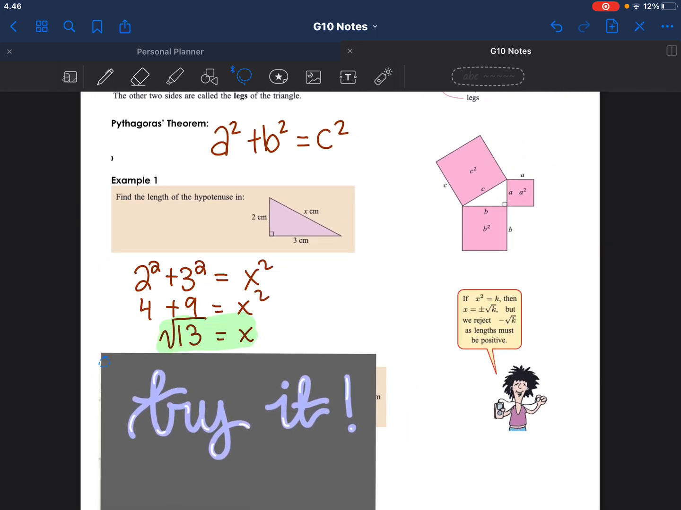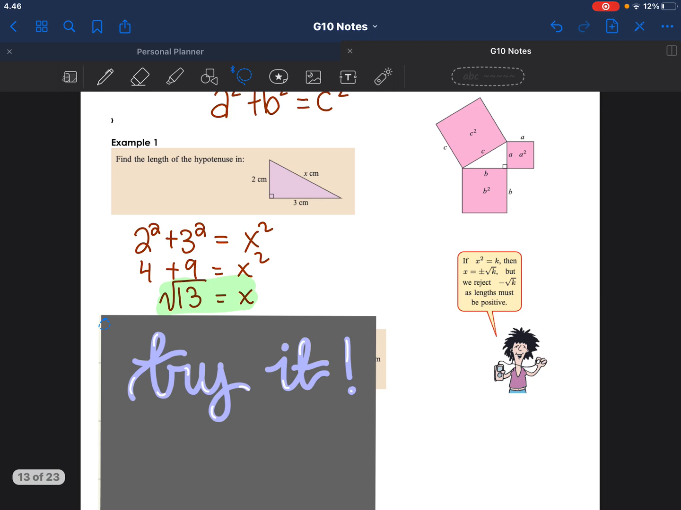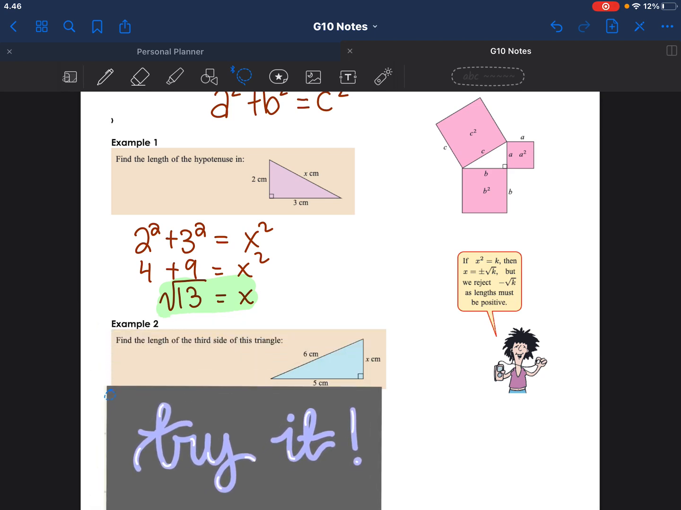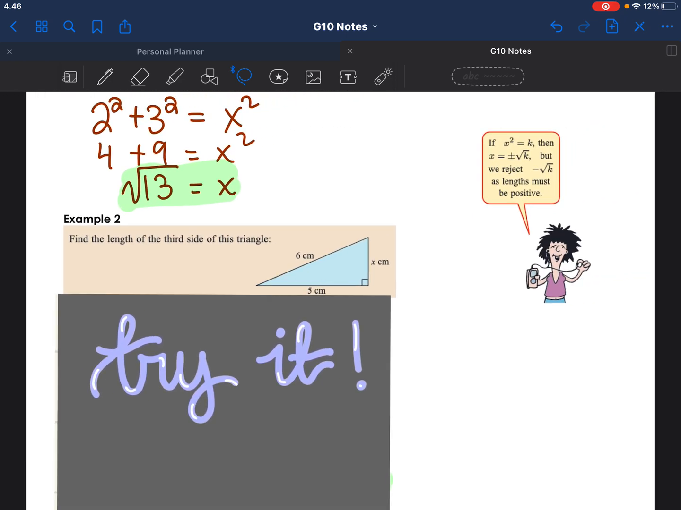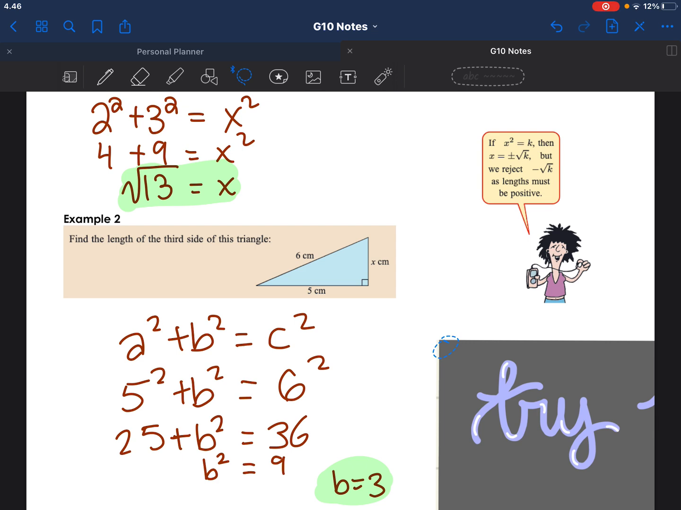You should get square root of 13. Okay. Technically, it's plus minus square root of 13, but again, this is a distance, so it should be positive. We're going to ignore the negative. Alright, so now instead of finding the hypotenuse, go ahead and find one of the legs here. You should get b equals 3. And again, it should be plus minus 3, because it's plus minus square root of 9. But this is distance, so this is positive.